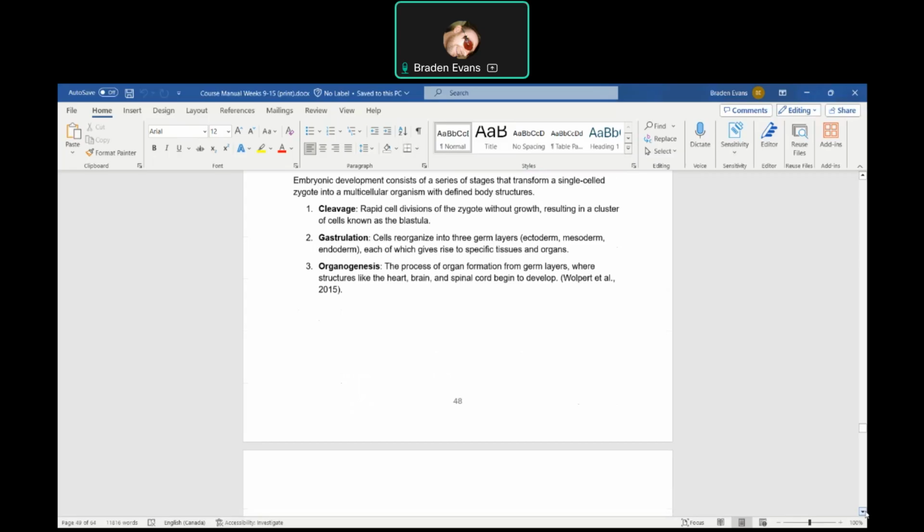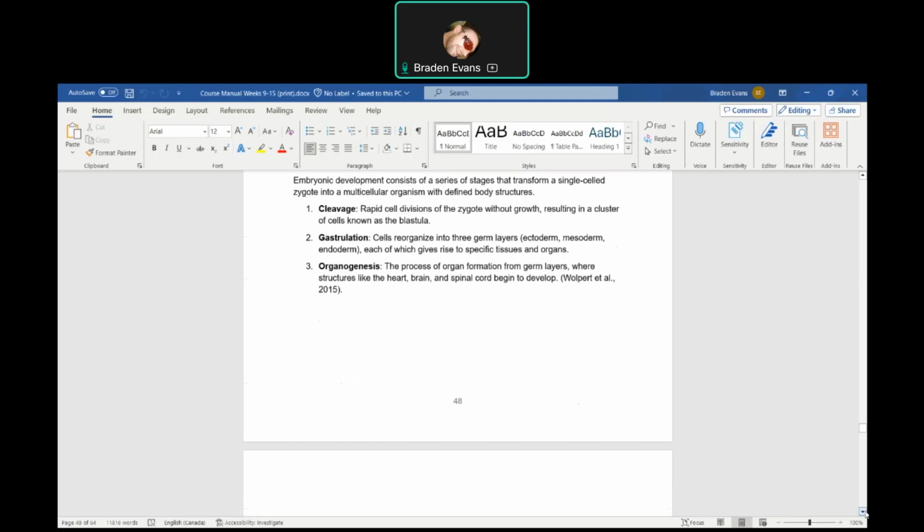And then once you form the blastula, you get the process of gastrulation, where the cells begin to reorganize themselves into layers. We call them germ layers. You might want to call them dermal layers. Basically, different source material, okay, that is going to lead to the development of the different organs in the body.